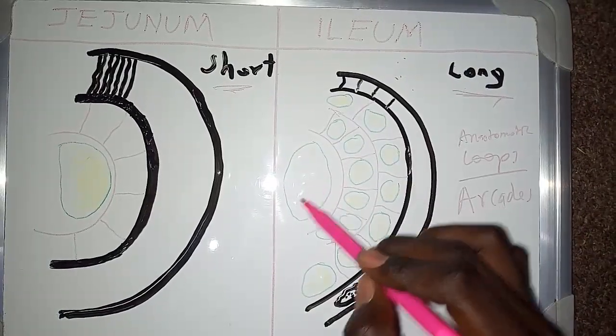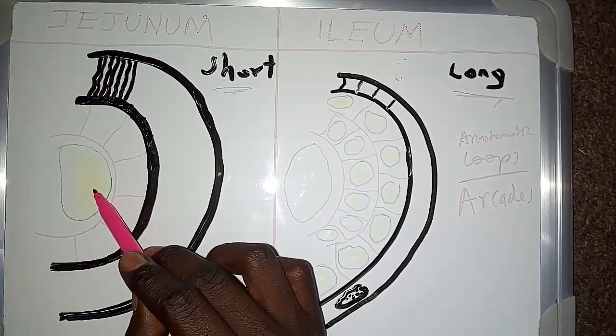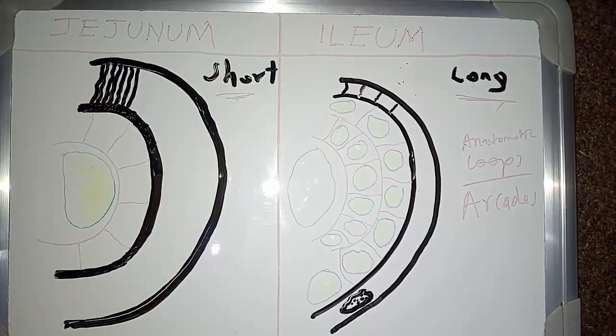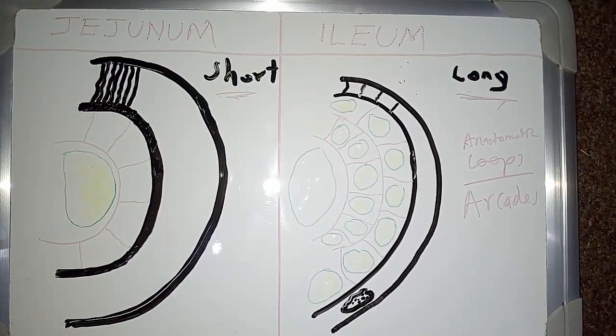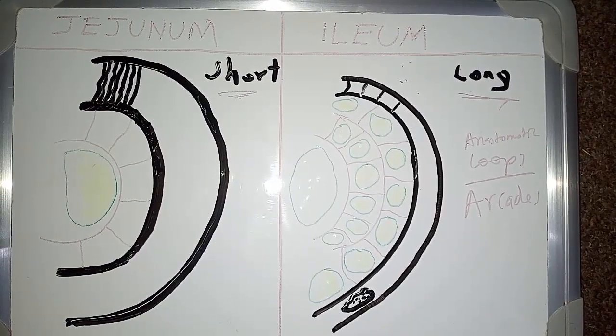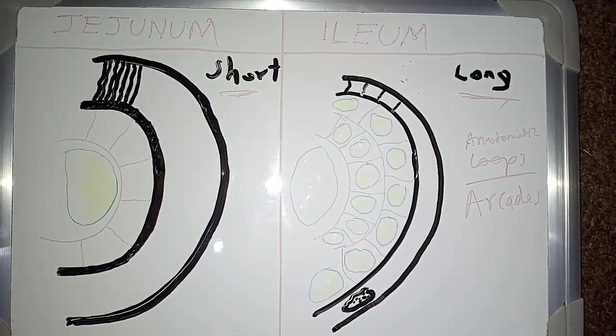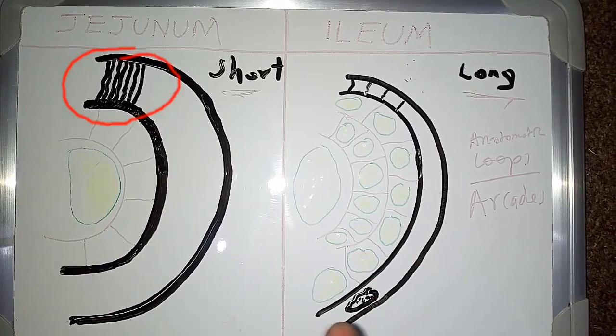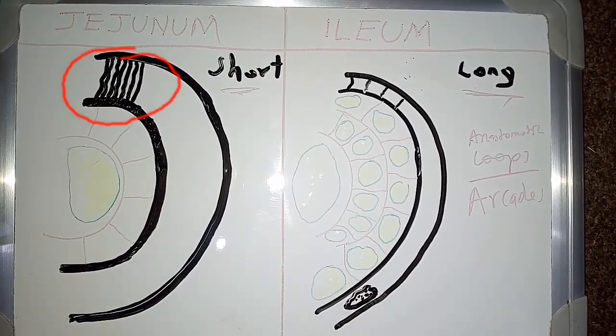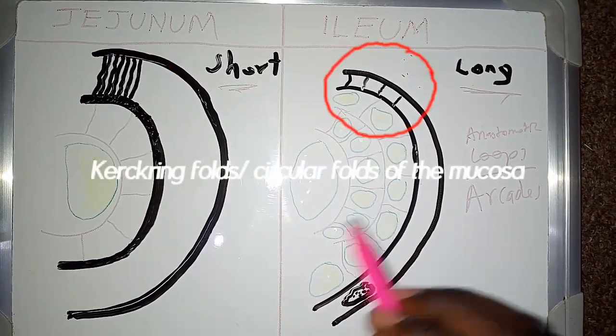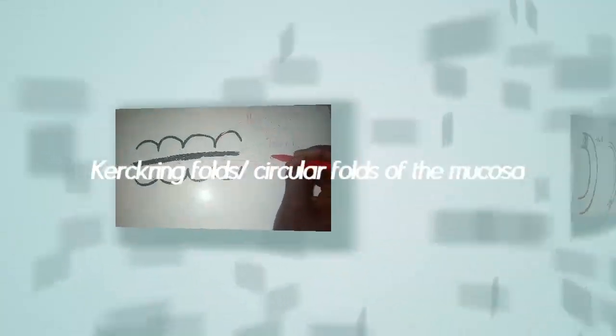Also, the mesenteric fat of the ileum is more than the mesenteric fat of the jejunum. This is the reason why the jejunal arteries are more visible than the ileal arteries. And lastly, the circular folds are more in the jejunum than in the ileum.